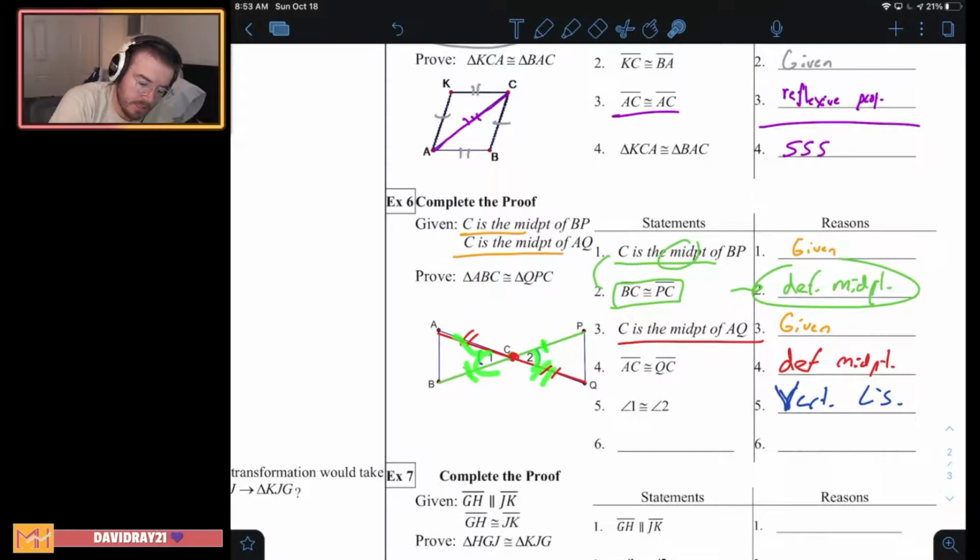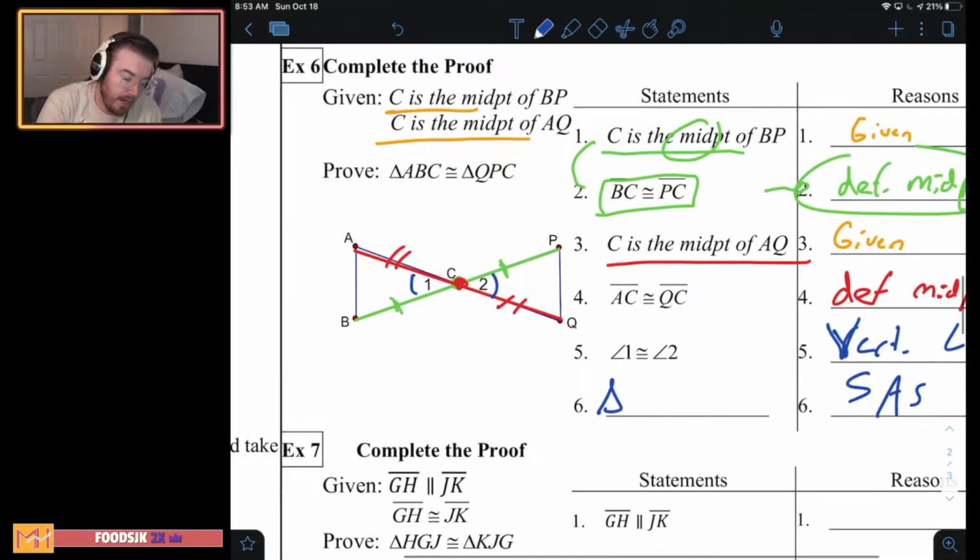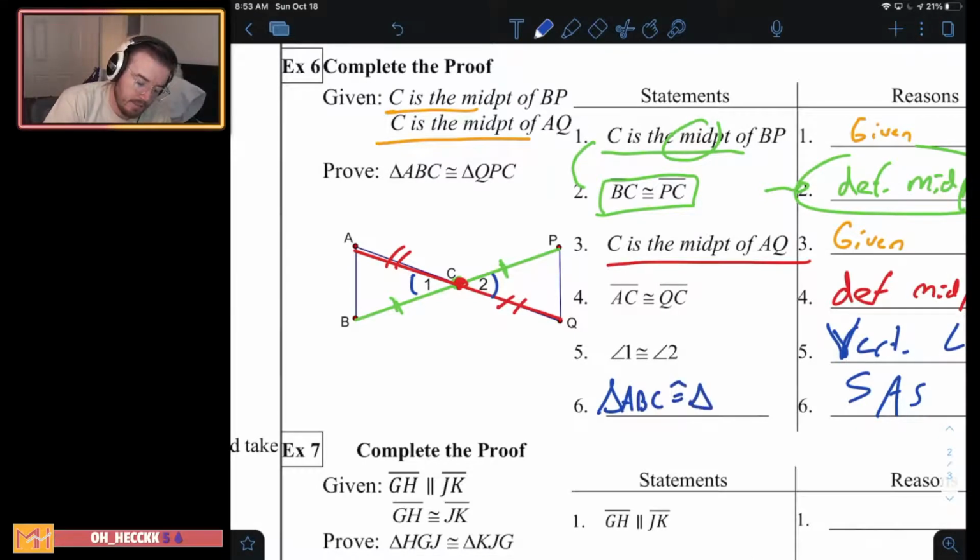Side, angle, side. And now let's very carefully write the statement. Doesn't matter how you start, so I'm just going to write ABC. It matters how you end. A corresponds with Q, B corresponds with P, and C corresponds with itself.